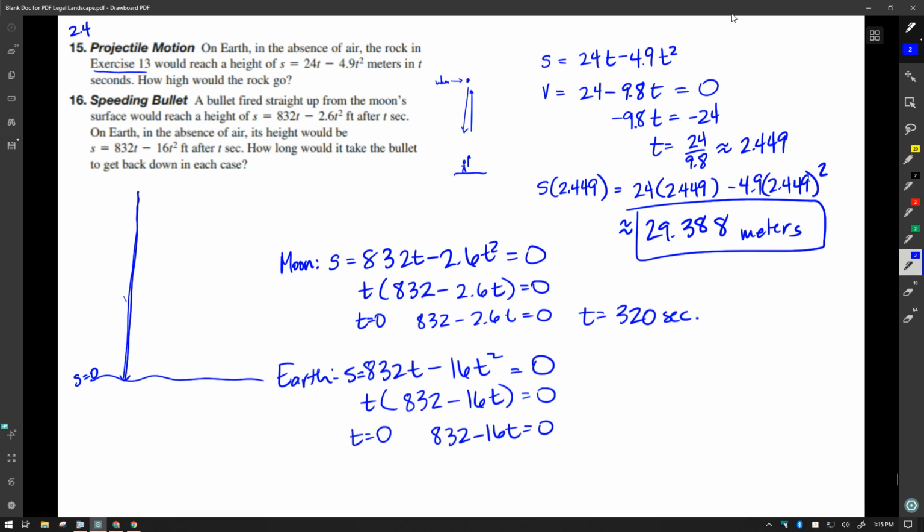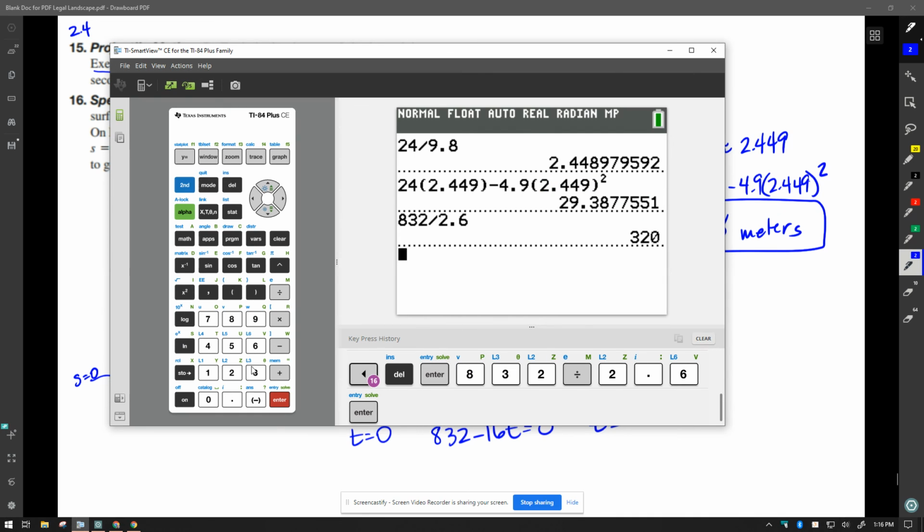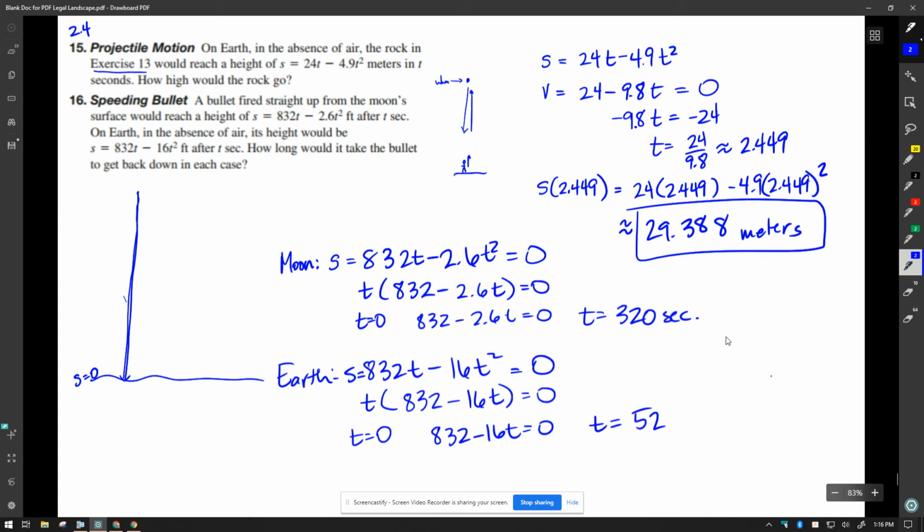So we're going to have t equals, let's go to the calculator, 832 divided by 16. There we are, 52. So 52 seconds for our answer there on Earth. So 52 on Earth, 320 on the moon. And there are our answers for number 15 and 16.